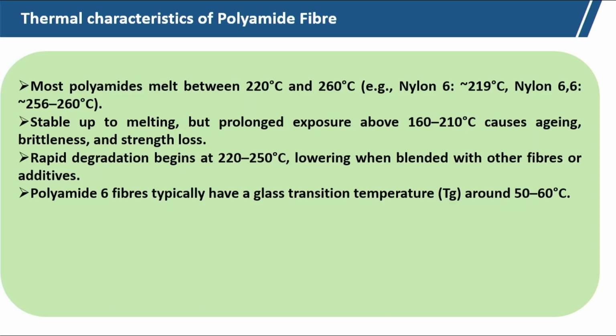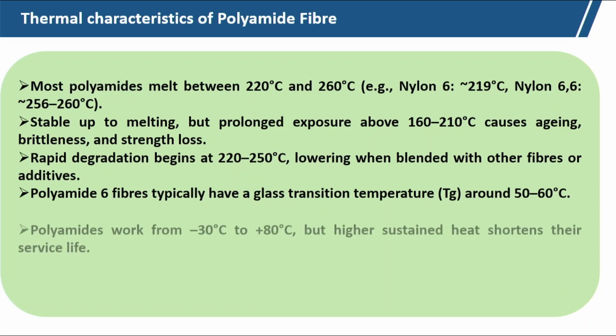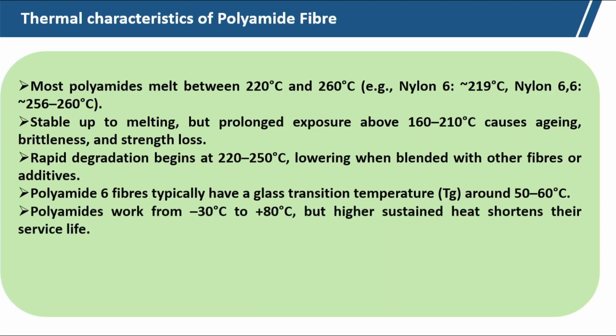Nylon 6 fiber typically has a glass transition temperature around 50 to 60 degrees Celsius. So, above that the molecular mobility will start. Polyamides work between minus 30 degrees Celsius and 80 degrees Celsius, but higher sustained heat shortens their service life. So, if we use polyamide fiber consistently at maybe 100 degrees Celsius or around 80 degrees Celsius, their service life will be reduced.